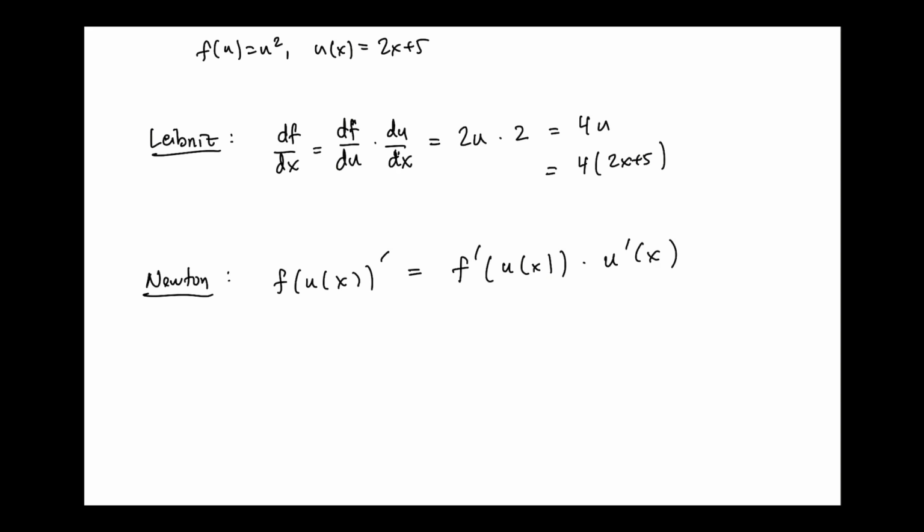Okay, which way do you like better? Or which style of writing do you like better? Newton, okay. Leibniz, okay. There is an advantage to Leibniz style that's not so much apparent here, but in multivariable calculus, where you've got a lot more variables flying around, it actually can make the chain rule a little easier to write down. But that's for another day.